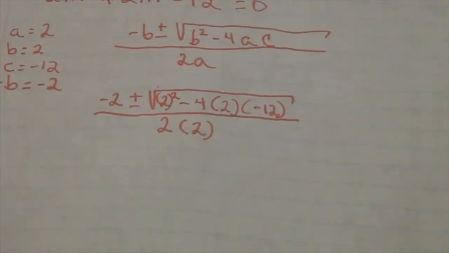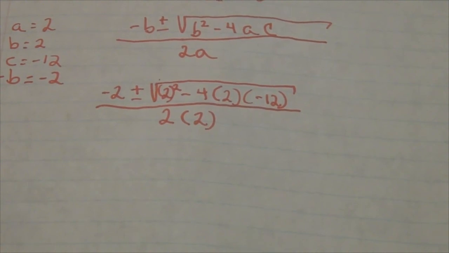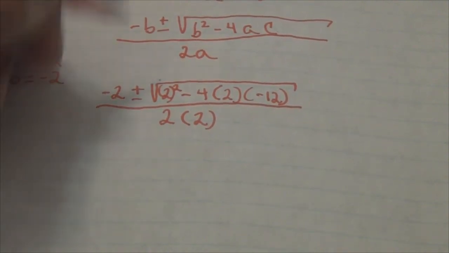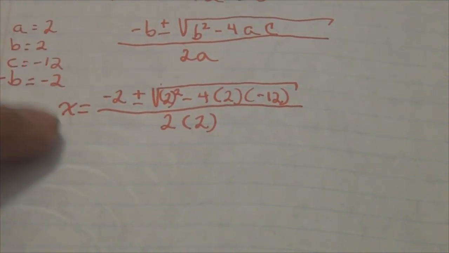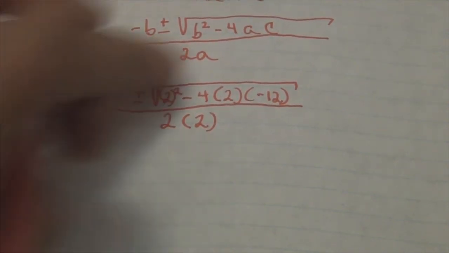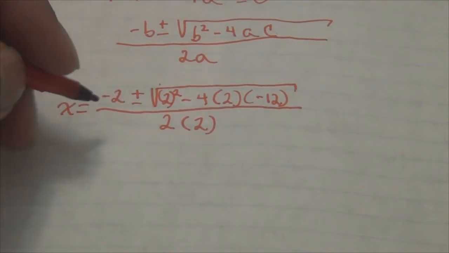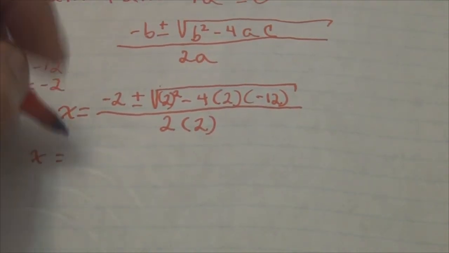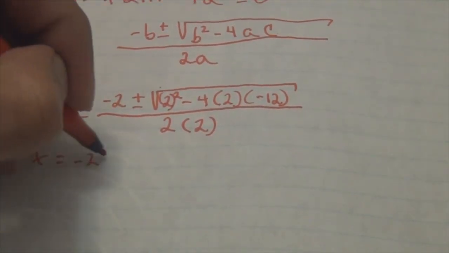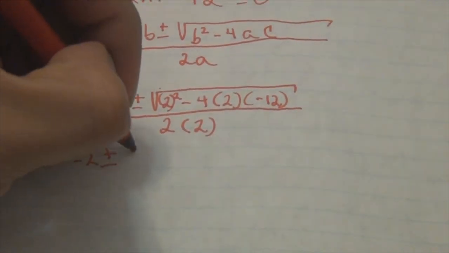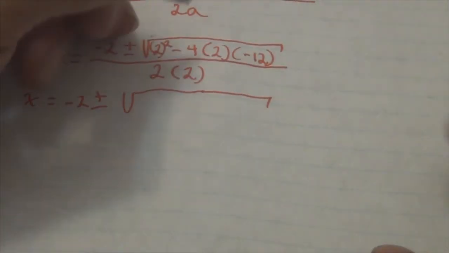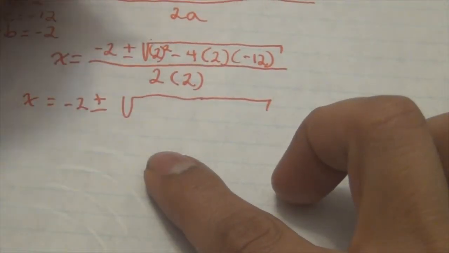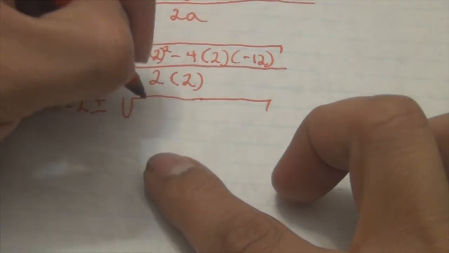Okay, now let us do this. I haven't used the calculator that much for this type of problems, but let's see. Now remember, you're finding the x-intercept. You're finding when x is equal to 0. So that's basically the whole idea behind this. So we're going to write x equals negative 2 plus or minus the square root of, 2 squared is 4.